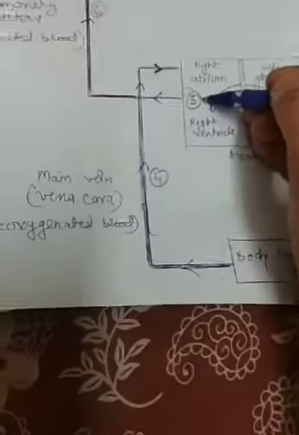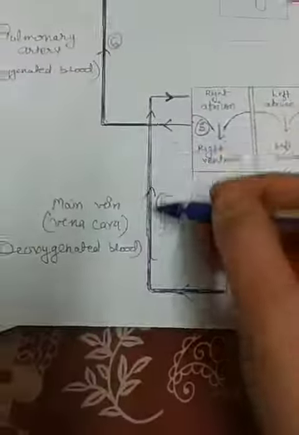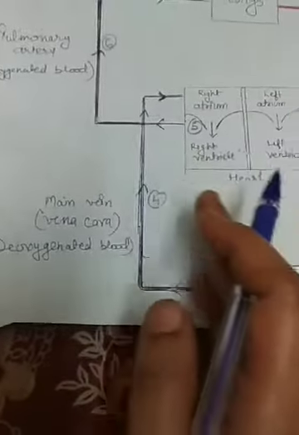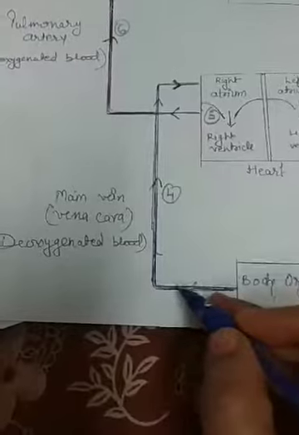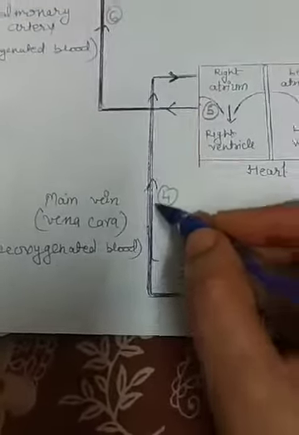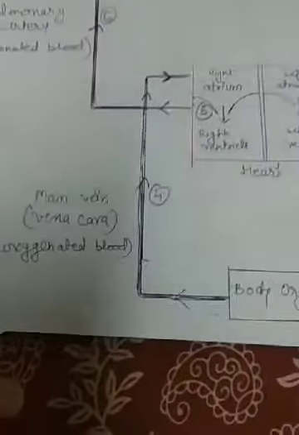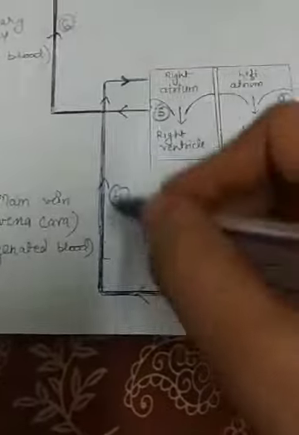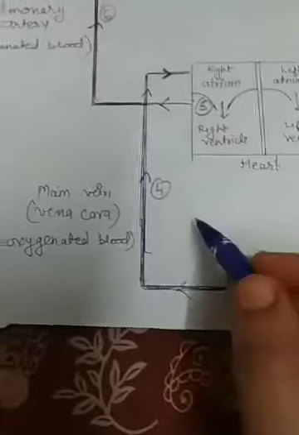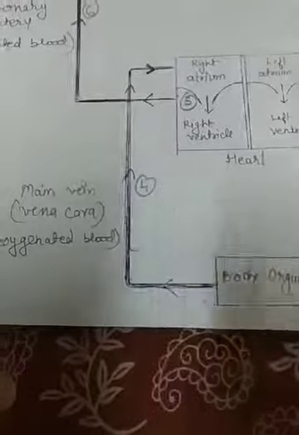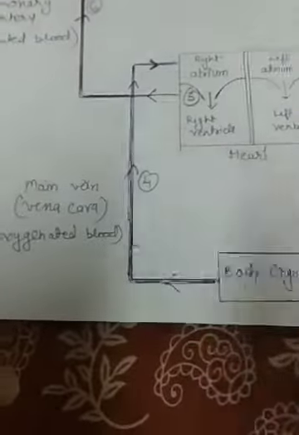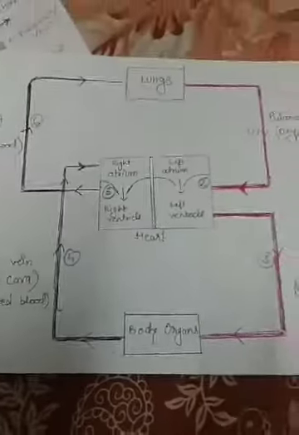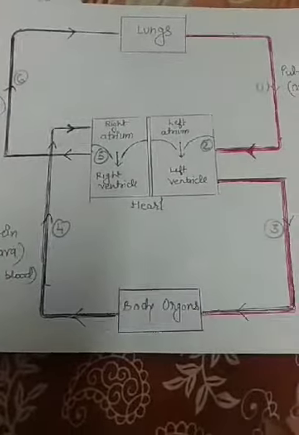Veins have valves in them which allow the blood to flow in one direction only, towards the heart, from body organs towards the heart. Veins do not need thick walls because the blood flows through the veins under low pressure. So these are about arteries, veins and capillaries.